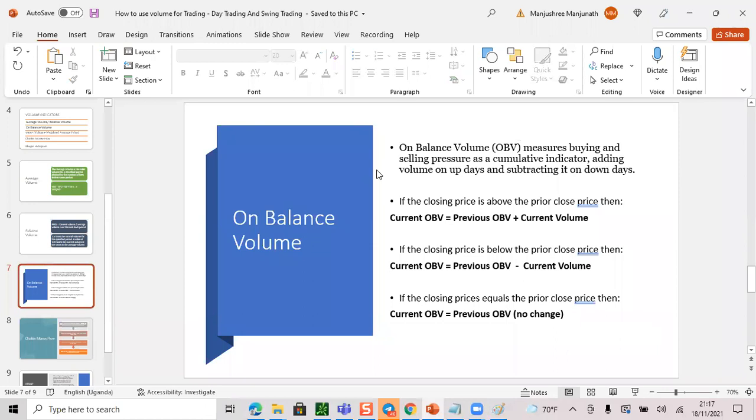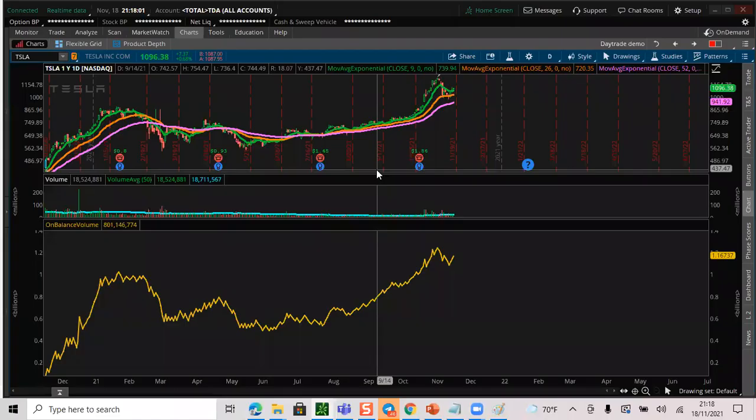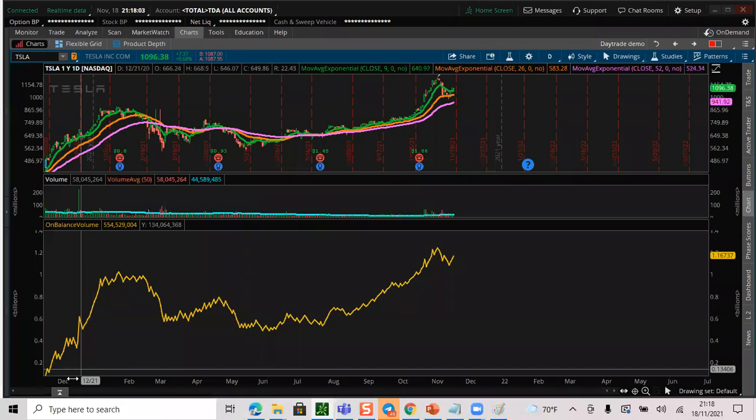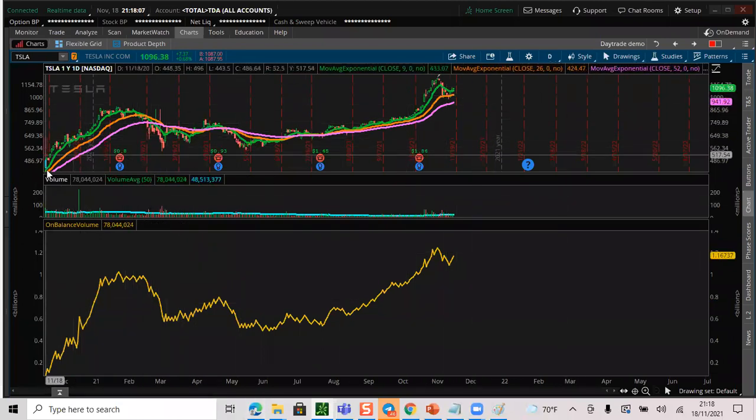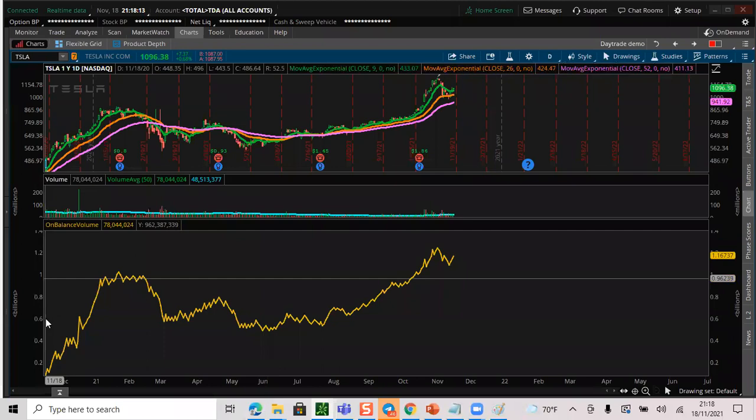On balance volume measures buying and selling pressure as a cumulative indicator. So basically it tells you the buying and selling pressure. So how is this calculated? If I plot on a daily chart for the last 1 year, what it considers right here, when the stock is around 445, is that it assumes the volume is 0.